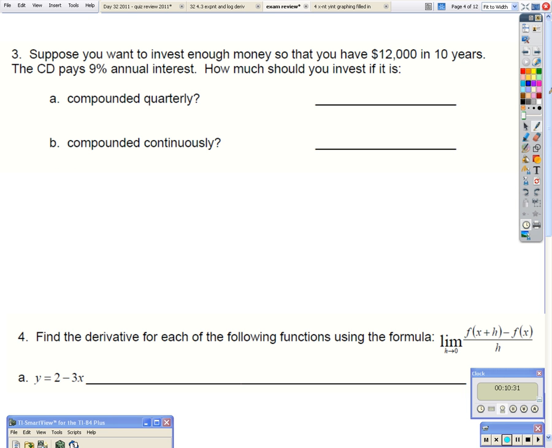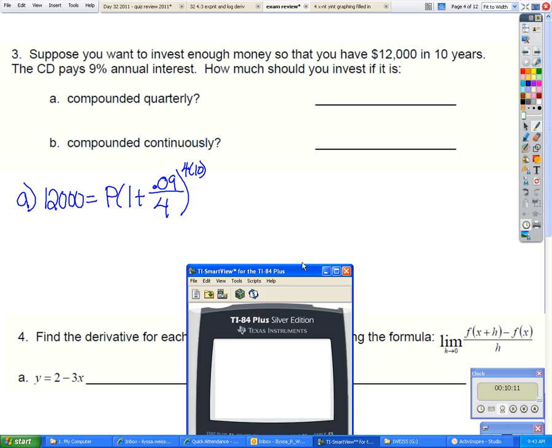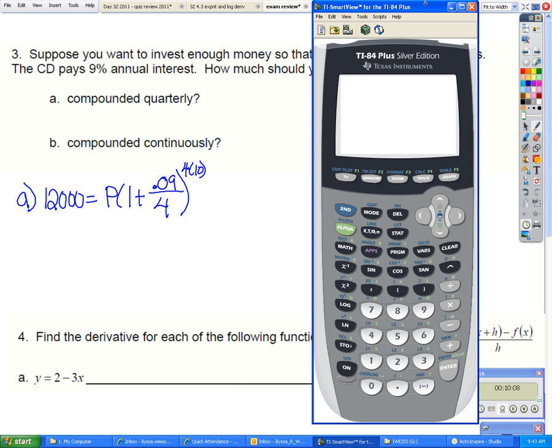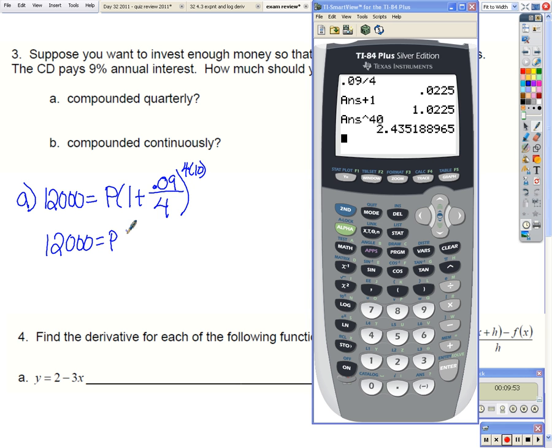I'm going to use the same formulas for number 3, except now we actually have to find the principal that we would deposit. So for part A, 12,000 equals P. I'm going to plug in my interest rate and time period. Now for this, you're going to want to be careful using your calculator. I need to start by solving what's in my parentheses. So I have 12,000 equals P times 2.435, and so on.